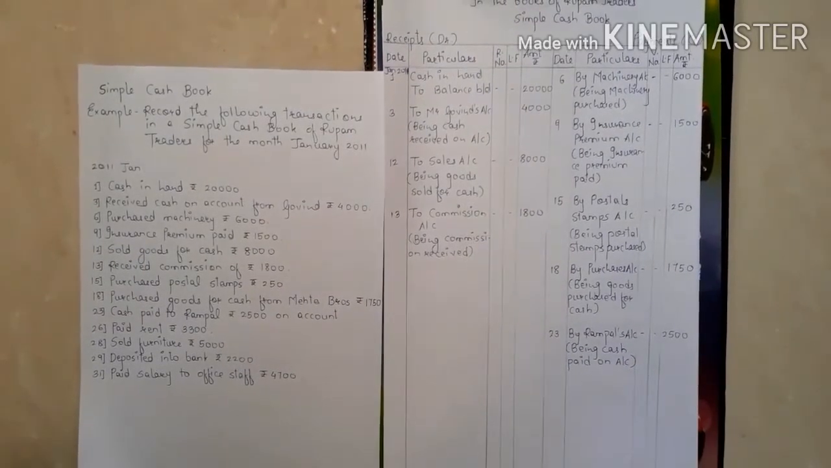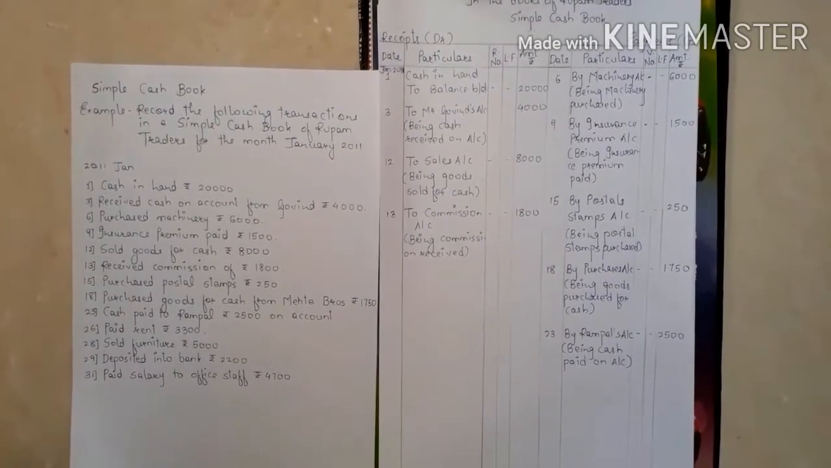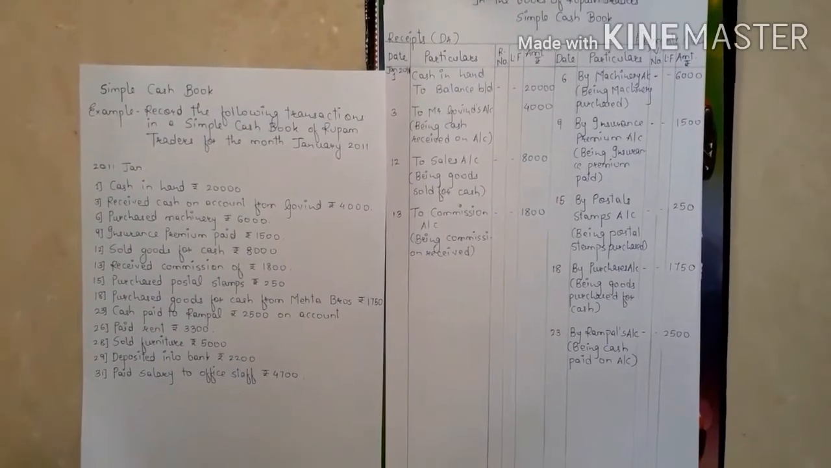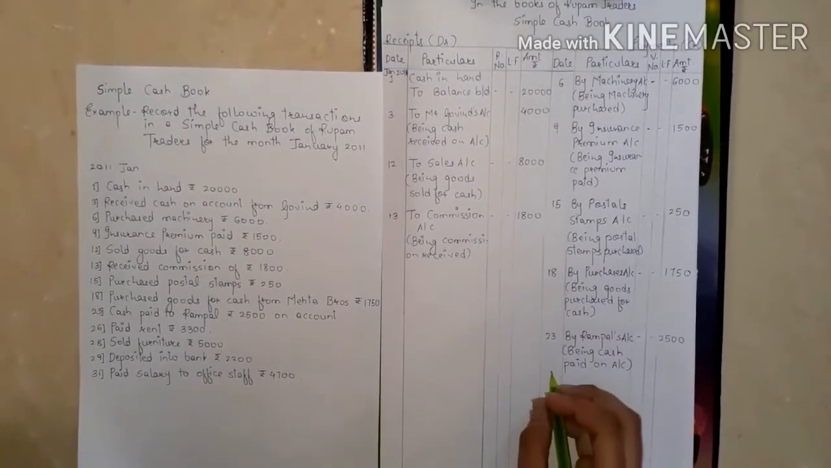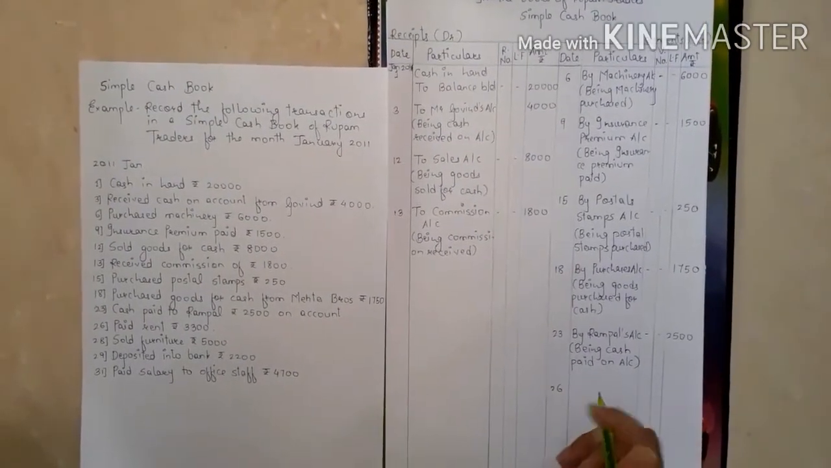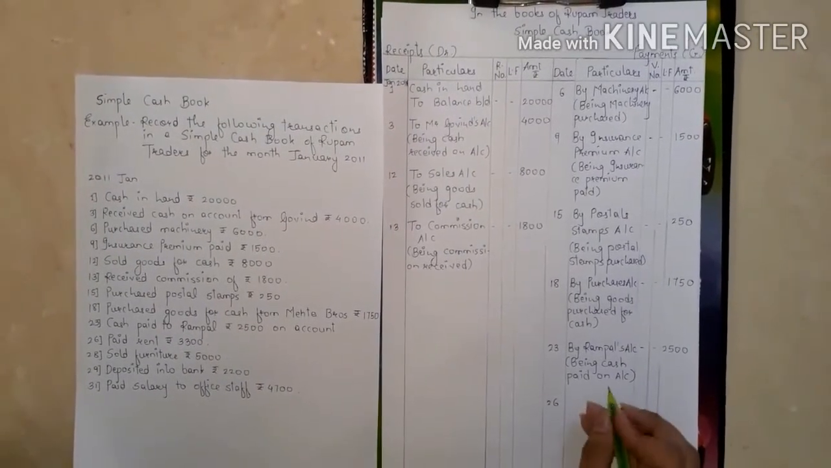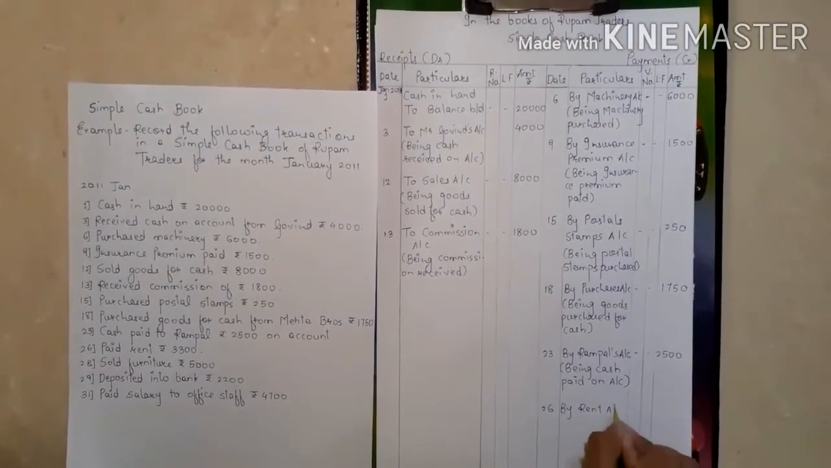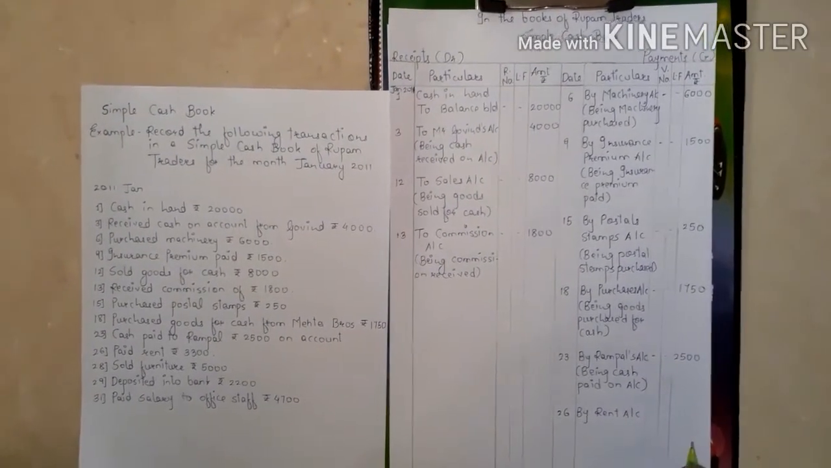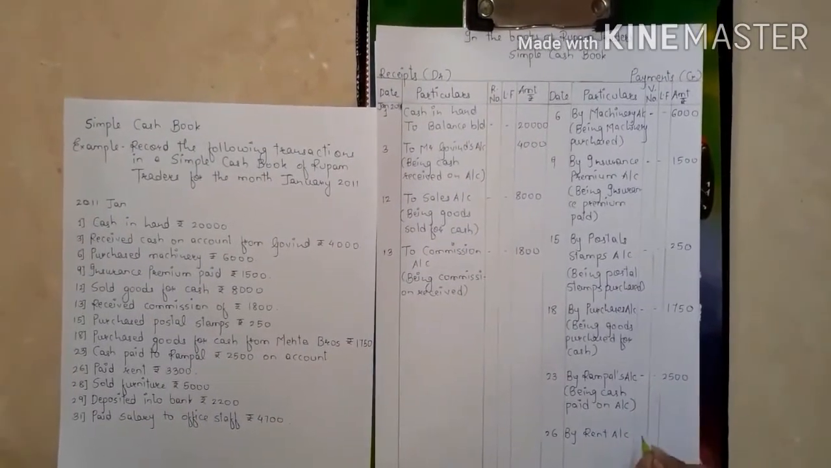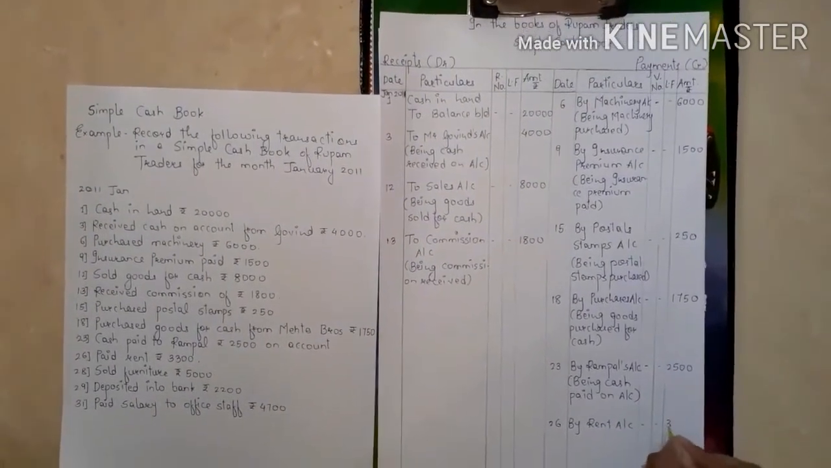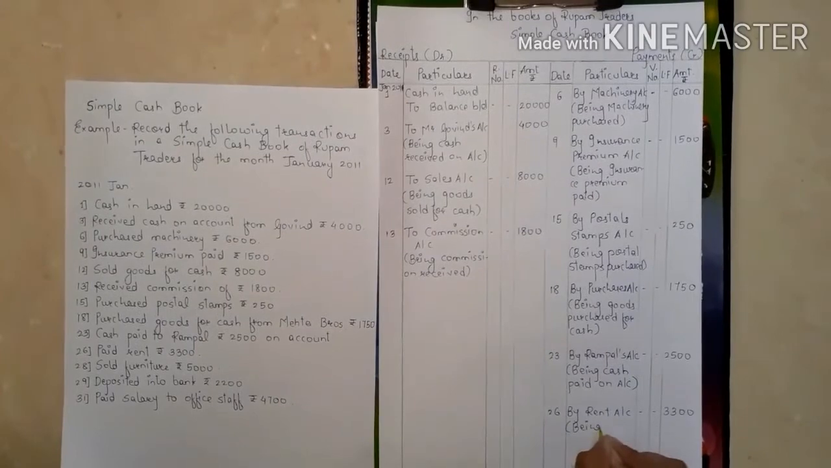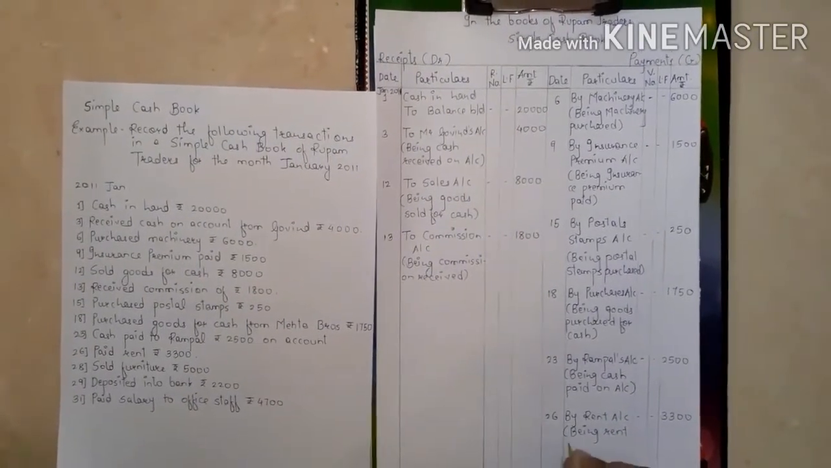Okay. Next transaction. Paid rent rupees 3,300. Again we are paying over here, so this also we have to write down in the payment side. On 26th Jan we are writing this by rent account, because we are paying the rent, that is why rent account will be reflected. Amount rupees 3,300. Narration being rent paid.